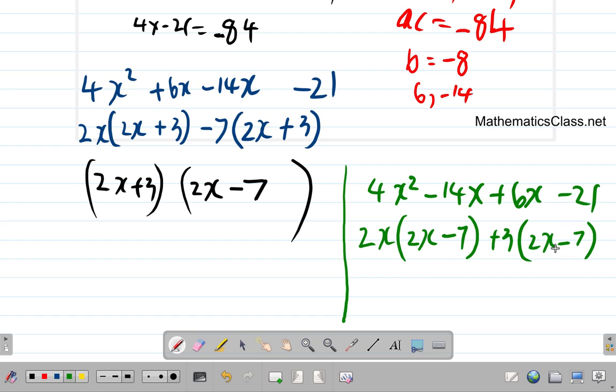We treat this 2x, we see that the 2x minus 7 is a common factor, so we have 2x minus 7 in this bracket and then 2x plus 3 here. Same thing. It's just that we have the 2x minus 7 in front and the 2x plus 3 in the second place. But it's the same thing, alright? So it doesn't matter whether you put the 6 first or the negative 14 first. So our answer for this is 2x minus 7, 2x plus 3.